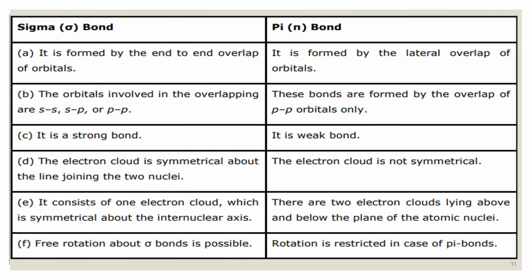Next one, sigma and pi bond. Very important differences are given here. I will read out only 2-3 differences. The first one is very important. A sigma bond is formed by end-to-end overlap of orbitals, and a pi bond is formed by lateral overlap of orbitals. Any 2 orbitals can form a sigma bond along the central axis, but a pi bond is formed by overlap of only p orbitals.